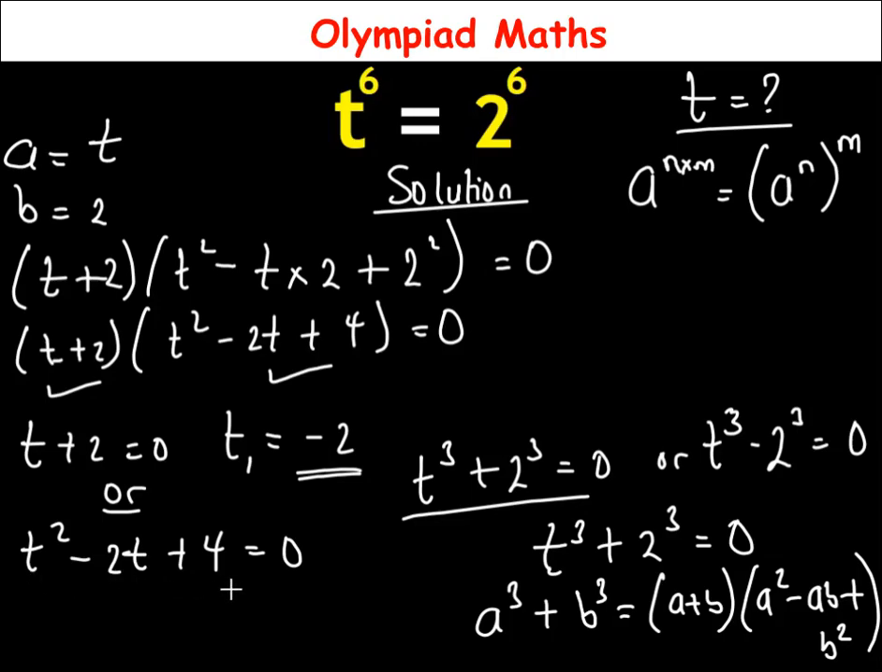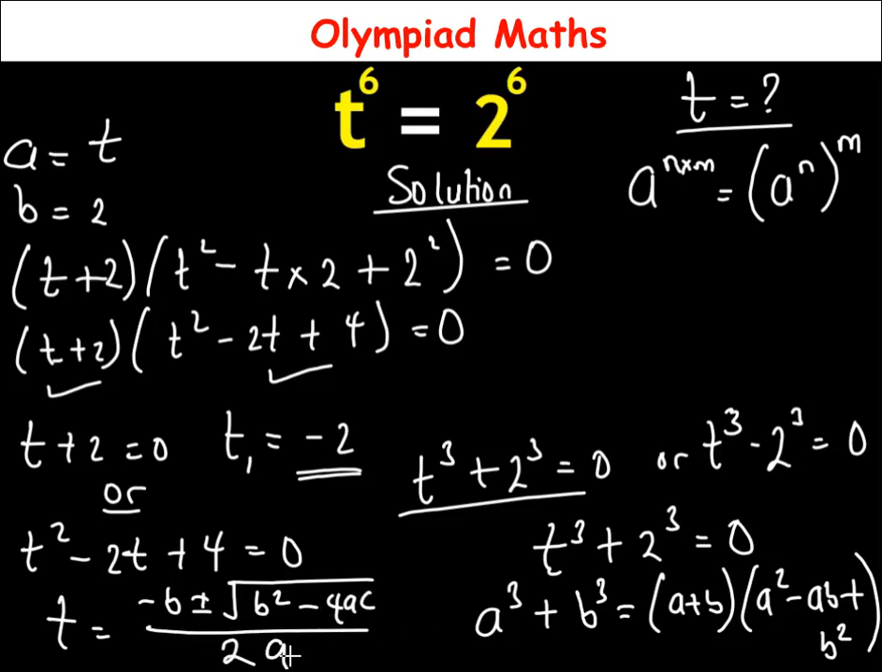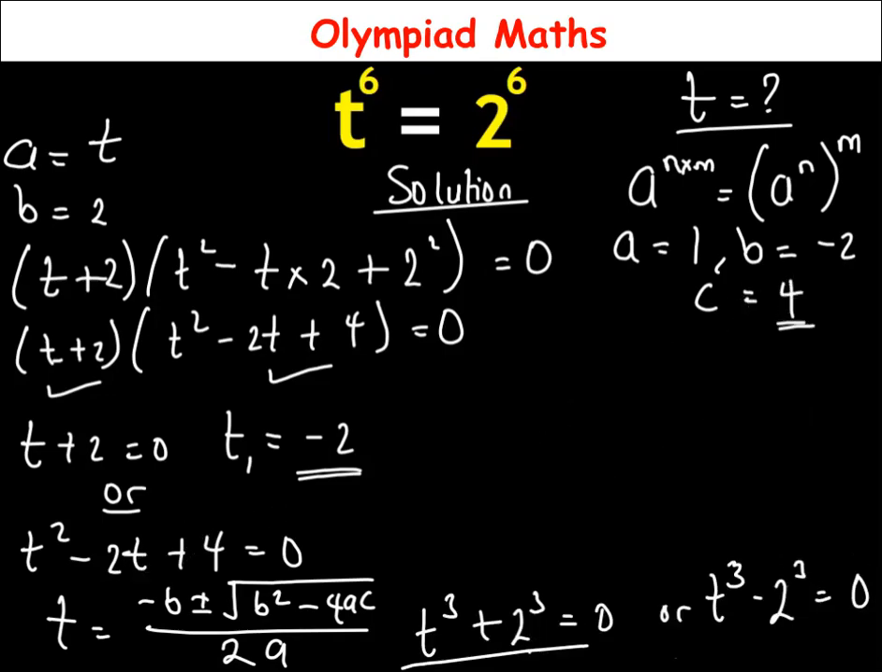Now looking at this equation, this is a quadratic equation. So to solve for t, we're going to use the quadratic formula, which is given by minus b plus or minus square root of b squared minus 4ac, all over 2a. In this case, the value of a is equal to 1, which is the coefficient of t squared. The value of b is the coefficient of t, which is minus 2. And the value of c is the constant, so plus 4. Don't forget that we are still solving for this equation.